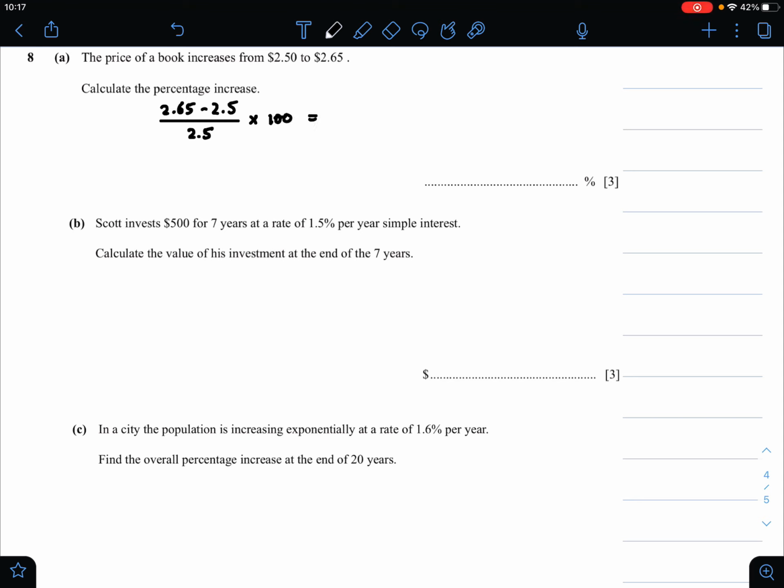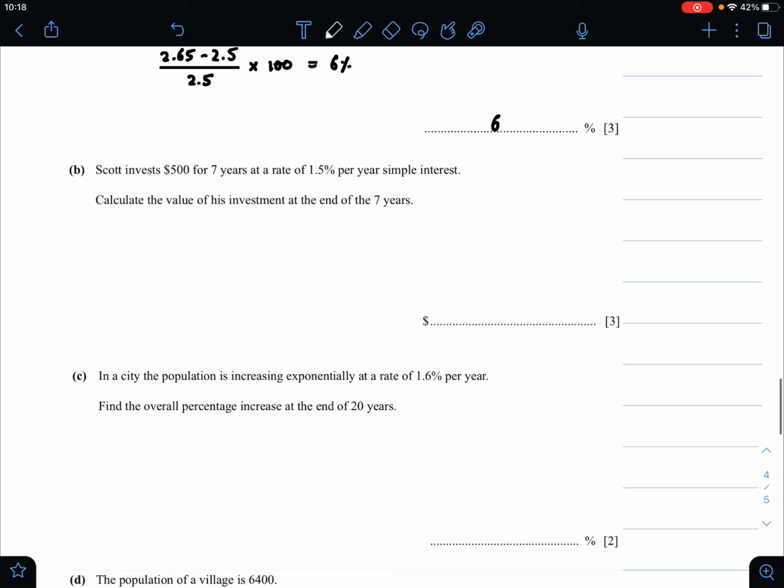So therefore, now all we need to do is input this into the calculator. So 2.65 minus 2.5 is equal to 0.15, divided by 2.5 is equal to 0.06, and multiplied by 100 is equal to 6%. So 6% will be your final answer for part A of this question. Now let's move to part B.